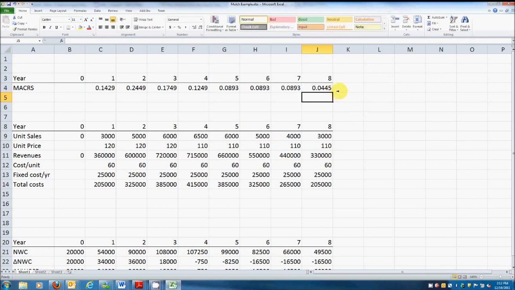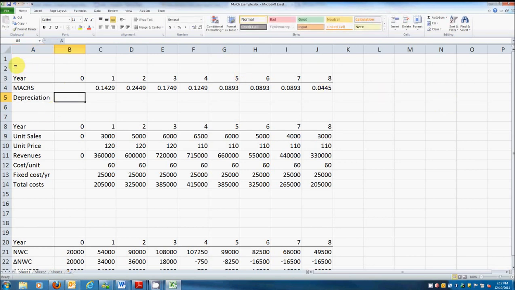Now just to make sure that I typed those numbers in right, I'm going to say equal sum. That's just going to add all these together. Select them all, close that, and it adds to 1. So we did that right, or at least we screwed up in such a way that it still added to 1. Okay, next we're going to do depreciation. This is an annual amount of depreciation.